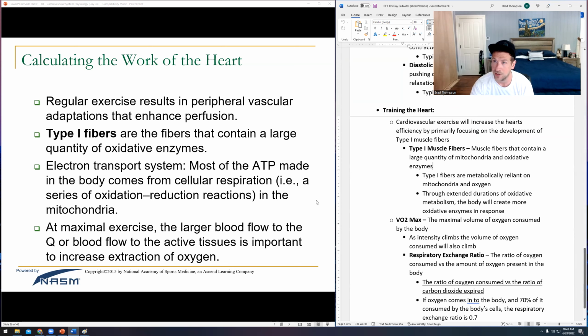So there is sort of a difference between type 1 and type 2 muscle fibers. Type 2 muscle fibers are usually much bigger muscle fibers that can contract really hard, but they don't have any endurance. Type 1 muscle fibers are muscle fibers that have a whole bunch of mitochondria.